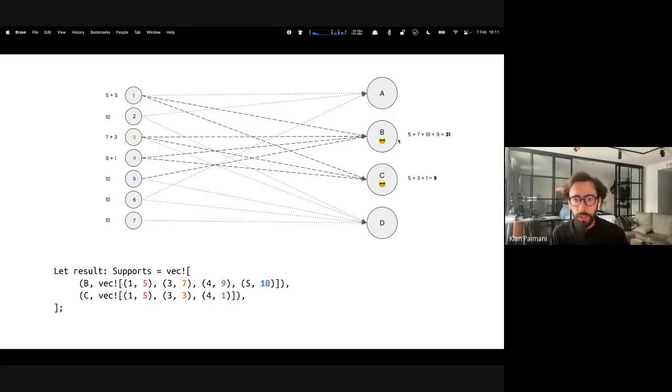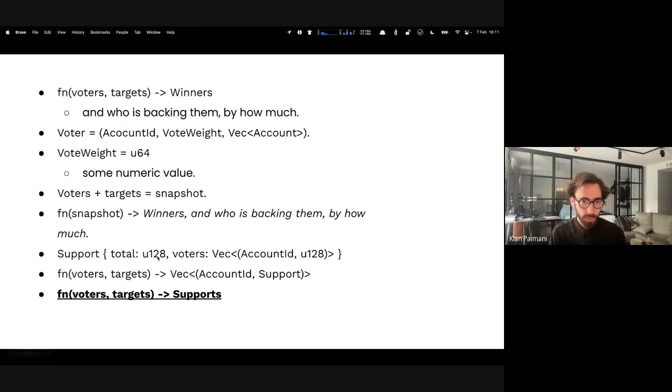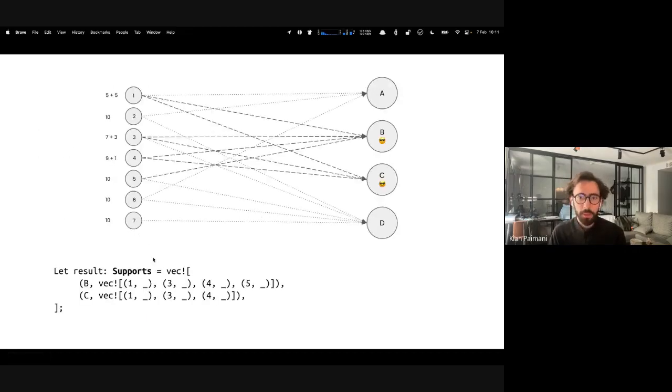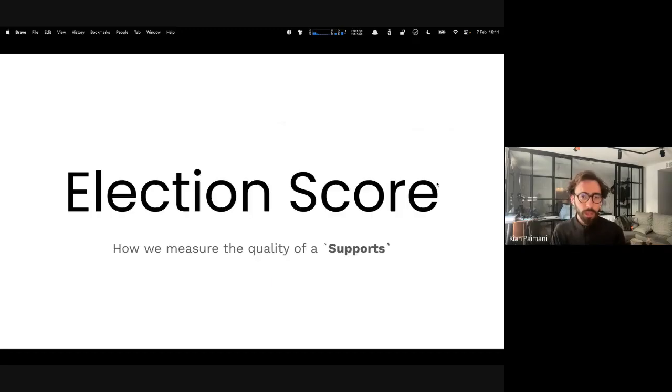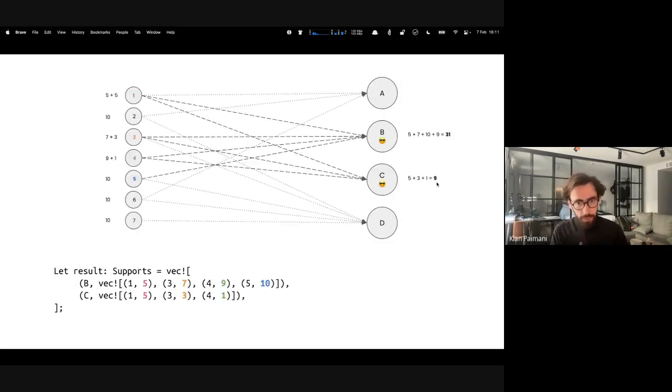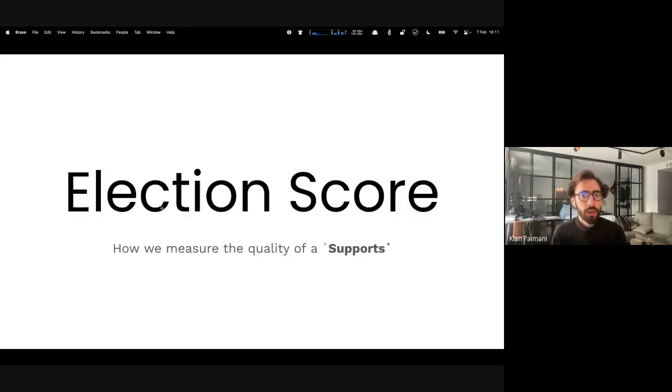Also, once the weight of these edges is determined, each of these winners would get a final backing amount, specifically this thing, the support total, their total amount of support, which in this case is 31 for this guy and 9 for this guy. This is just one very simple example of what an election algorithm should do. It really all boils down to determining the weights of these edges, because once you know that, everything else can be deduced from it.